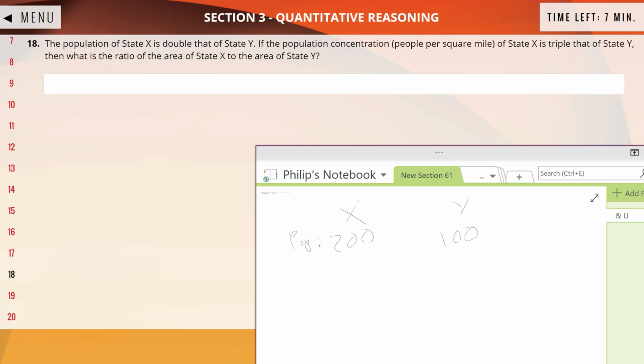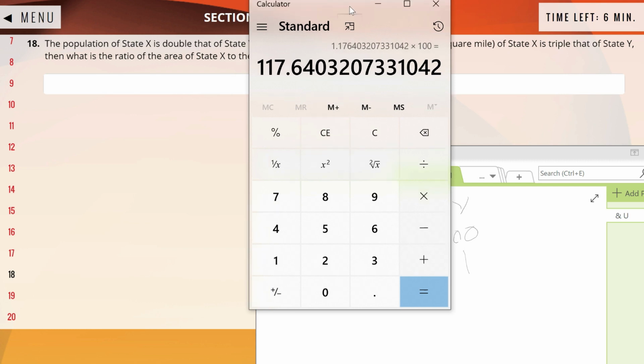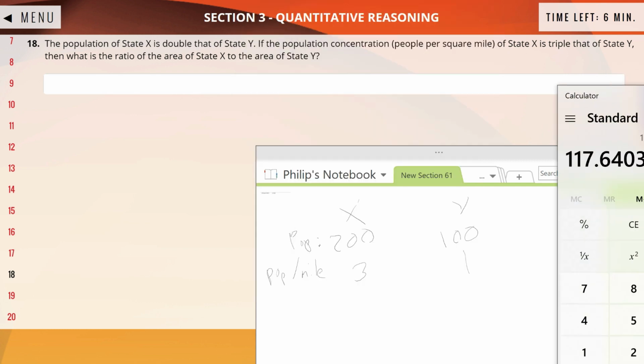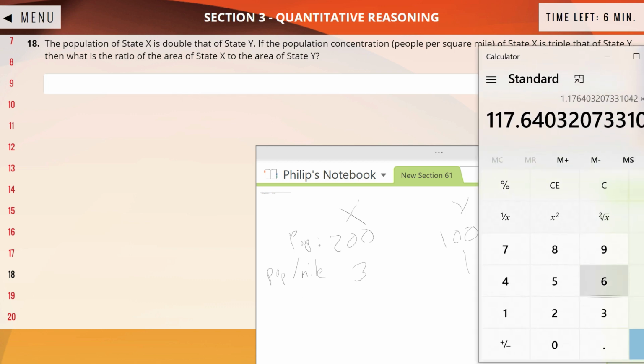Okay, so the population is double. If the population concentration, people per square mile, is triple, so let's say it's 3 to 1, that's the pop per square mile. Pop per mile is triple that, so 3 to 1. What is the ratio of the area? Well, if you've got 200 people and 3 people per square mile, let's use a calculator, you do 200 divided by 3, right?